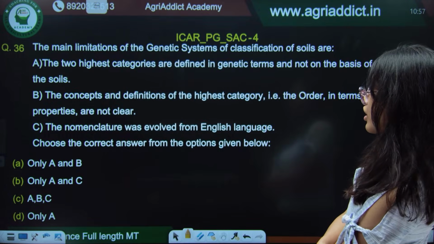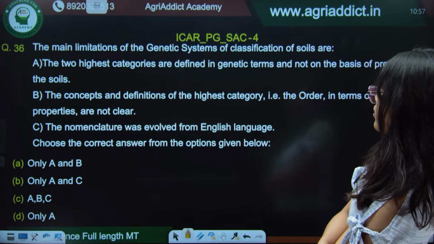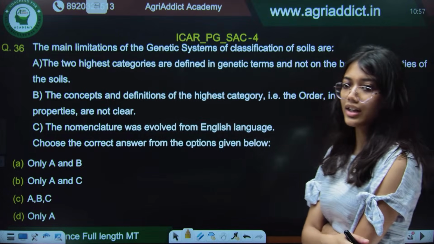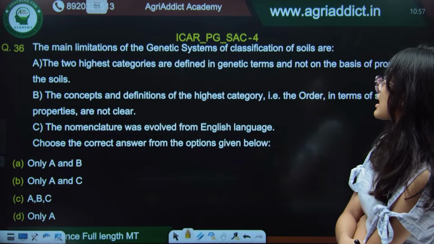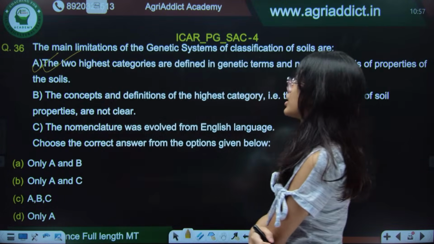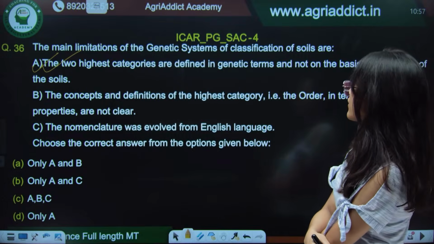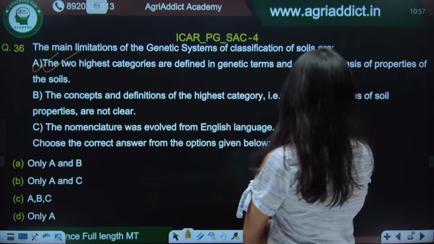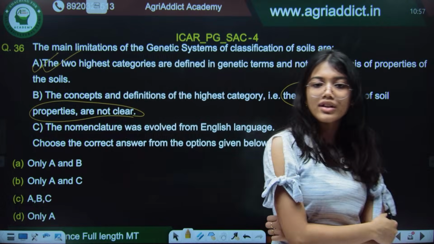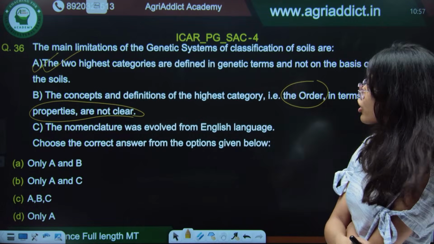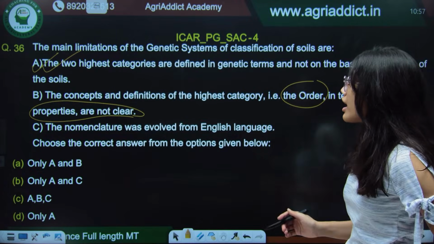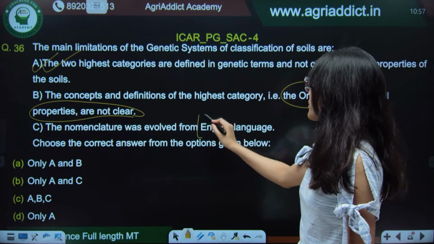Coming to the next question, the main limitations of the genetic system. This question we had already covered, a similar kind of question, in our previous class, and we had learned that this is correct: concepts and definitions of the highest category, that is order, are given in terms of properties, these are not clear. So this genetic system, as I had previously mentioned, was given by Dokuchaev. The genetic system of classification was given by Dokuchaev, and this nomenclature was not evolved from the English language.